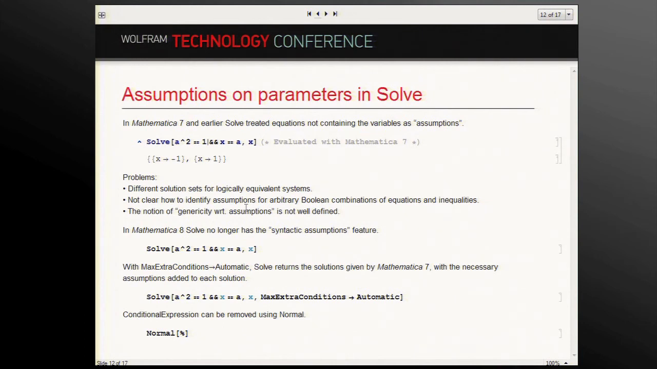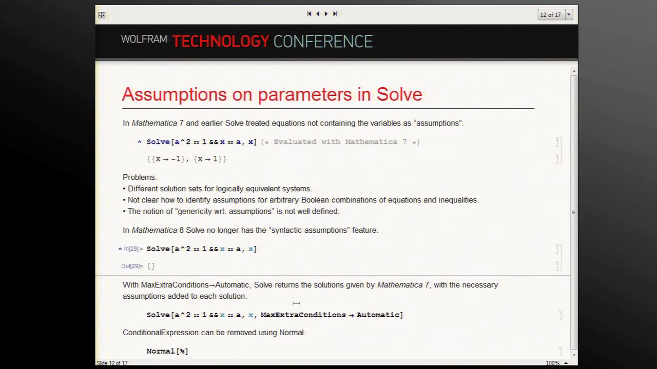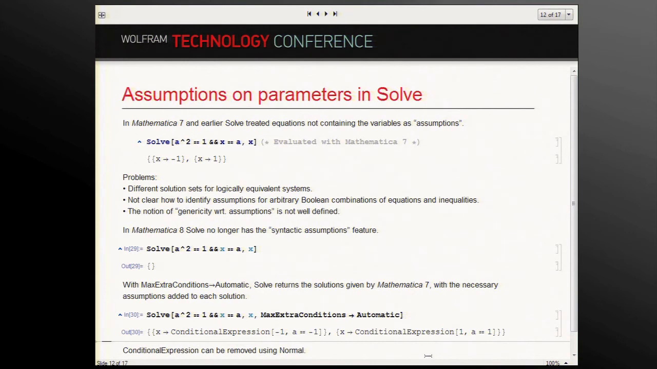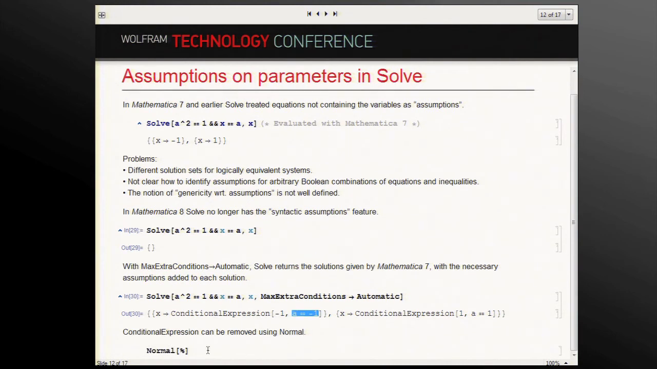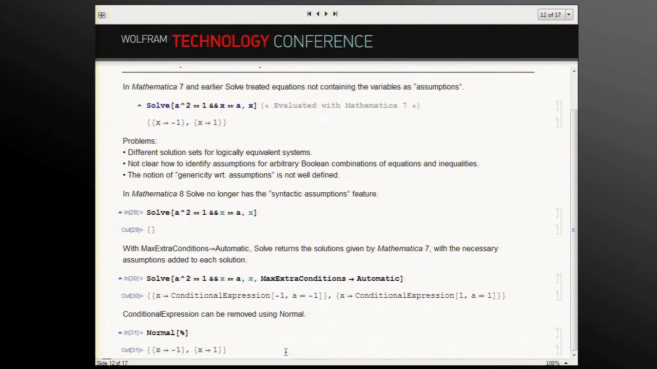If you do it in Mathematica 8, it will just treat it as, okay, there are no solutions for it generically. You have to set MaxExtraConditions to Automatic, then it will find the solution with the minimum number of assumptions necessary, and it will tell you exactly what assumptions are necessary for the solutions to be valid. So one solution has a different assumption than the other solution. If somebody really needs the functionality that was in version 7, one can get rid of the conditional expression with Normal, and the solutions are in the same form.